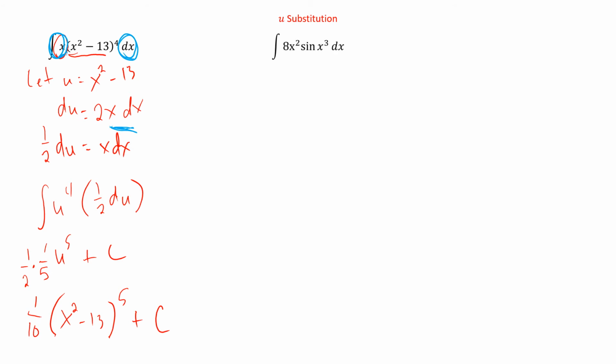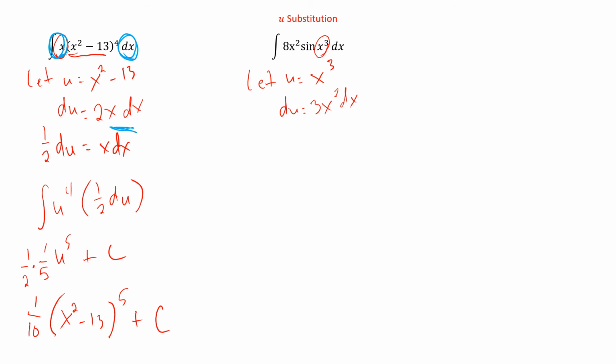Next problem, similar. 8x squared times sine of x cubed dx. The thing we want to deal with here, we have a function inside of our integral. That would be the sine. Well, let's do just what's on the inside of that, x to the 3rd. So let's let u equal x to the 3rd, which means du equals 3x squared dx.